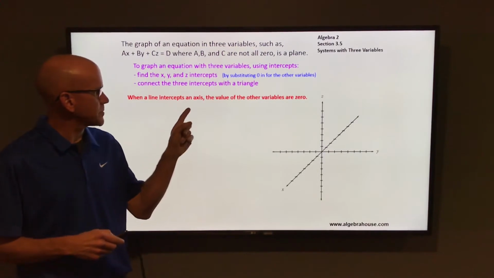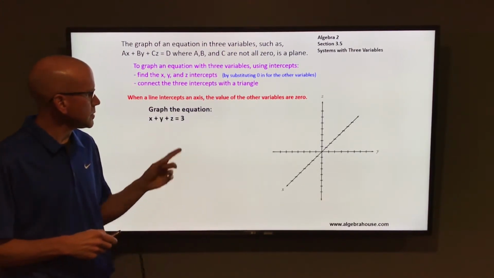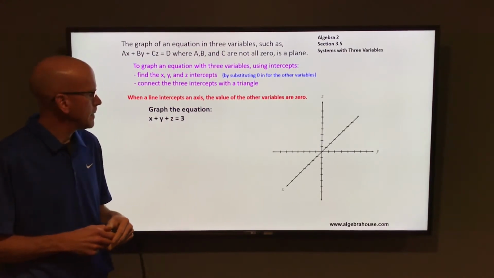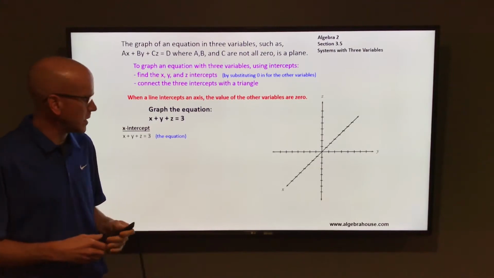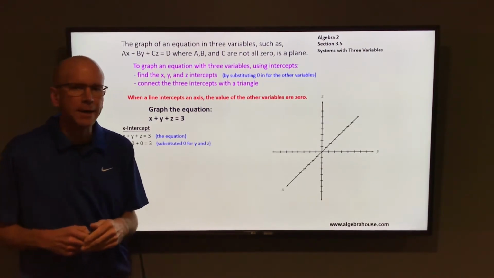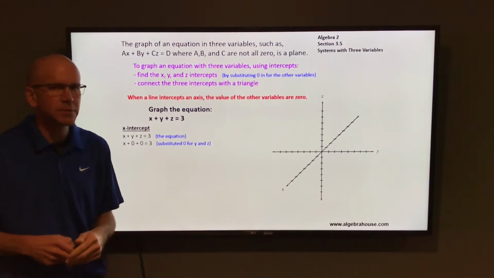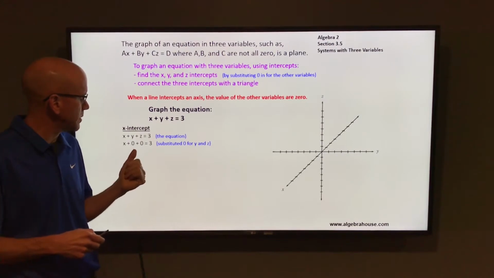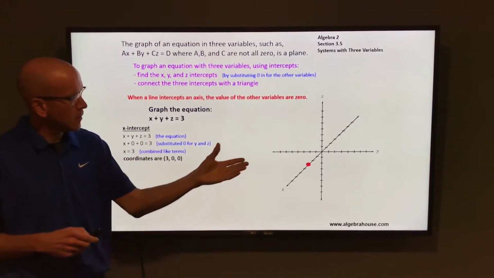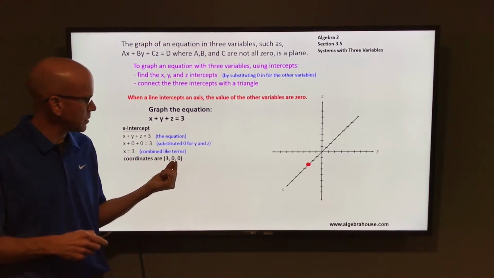When a line intercepts an axis, the value of the other variables are all zero. So we're going to graph the equation x plus y plus z equals 3. To graph that, find the intercepts. To find the x-intercept, you're going to substitute 0 in for y and z, because at the x-intercept, the value of y and z is 0. So if you substitute 0 in for y and z, you end up with x equals 3. So the x-intercept is 3. On a three-dimensional plane, it actually has coordinates of 3, 0, and 0.